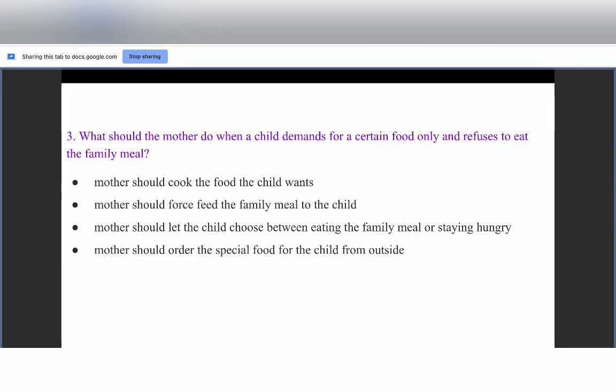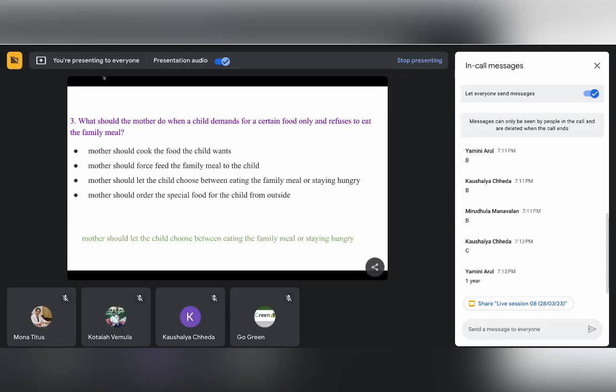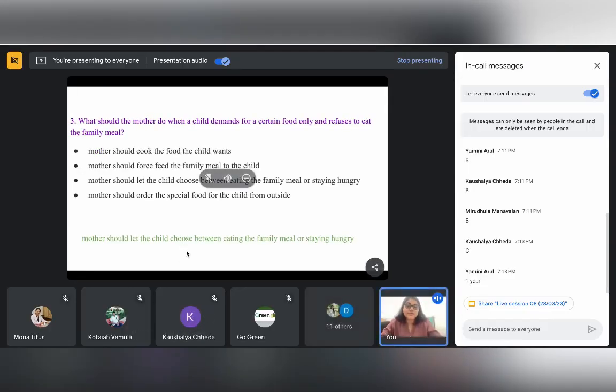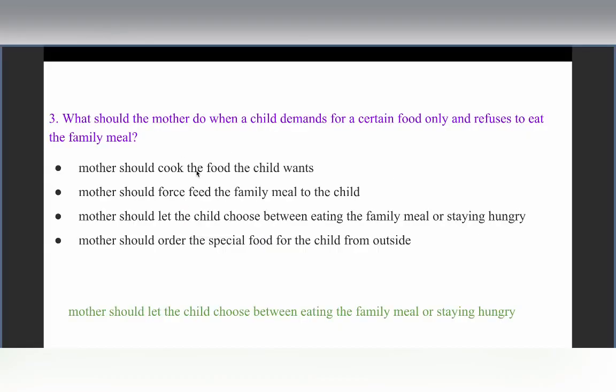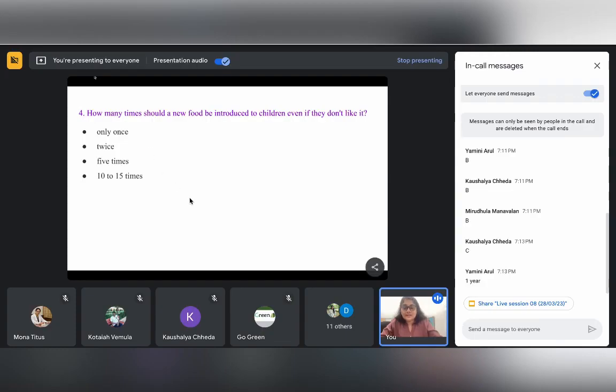So the answer to this question is, as you have correctly said, mother should let the child choose between eating the family meal or staying hungry, right? Okay, so we'll move on to our next question.